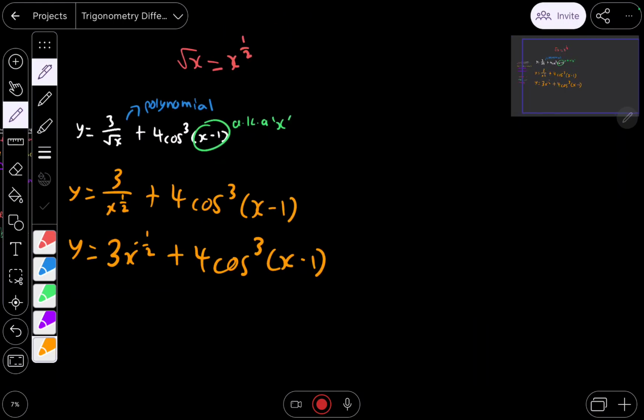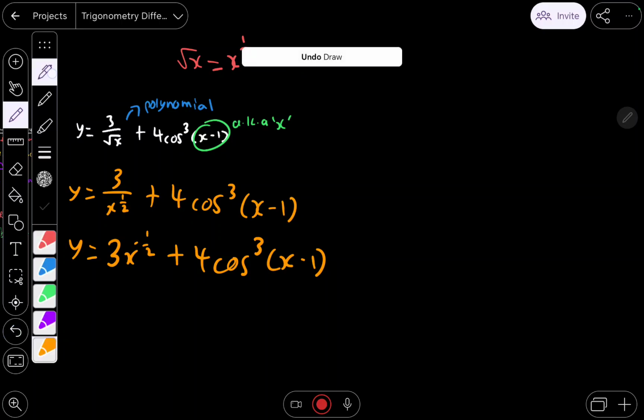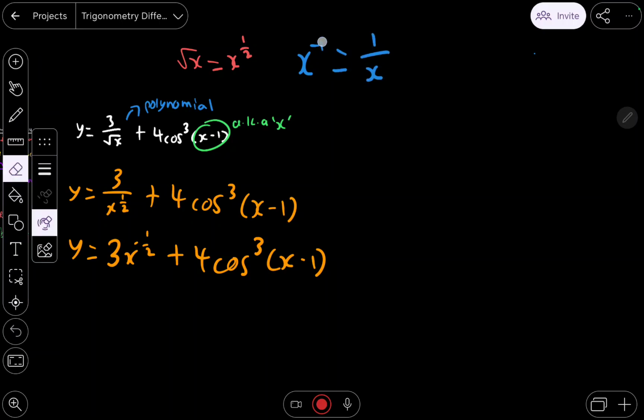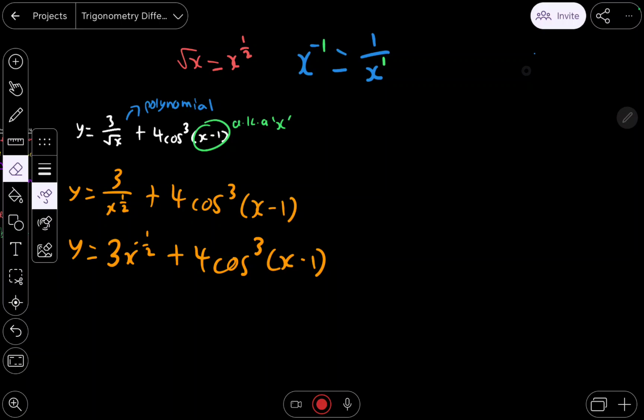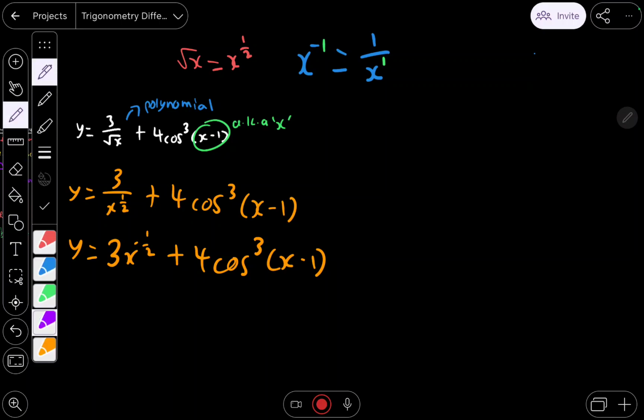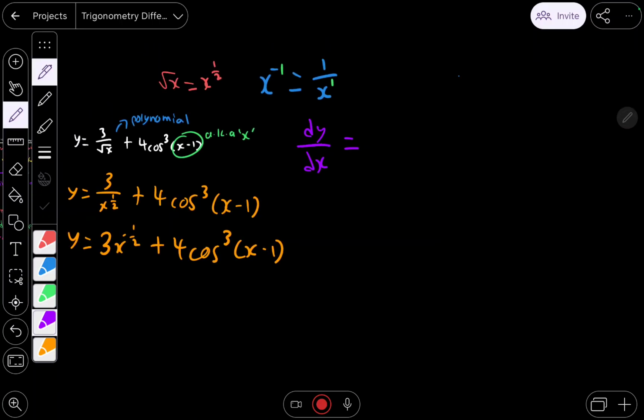Yes. Alright, so from here now, let me write the rule in so you guys won't be confused. So x to the power of negative 1, which is 1 over x. Alright, so let's start to differentiate then. Since it's in a nice form to differentiate, dy over dx will be equal to what? This is your basic trigo differentiation, and we have two terms. This term, this term.